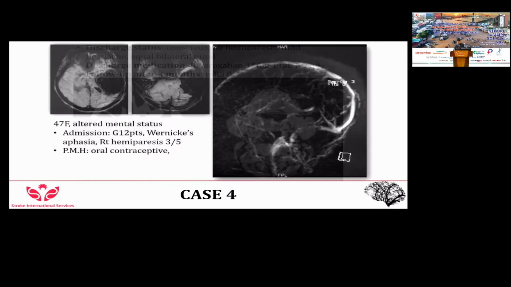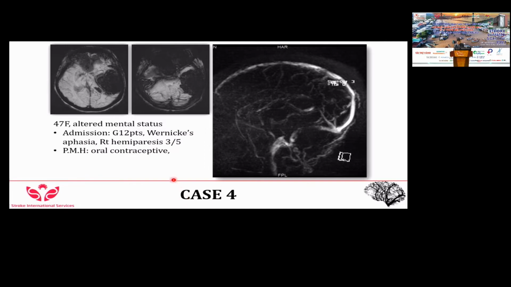Case 4 is a 47-year-old female patient, admitted to the hospital for altered mental status. When admitted, the Glasgow score was 12 points, with Wernicke's aphasia and right hemiparesis 3/5, and past medical history of oral contraceptive use.